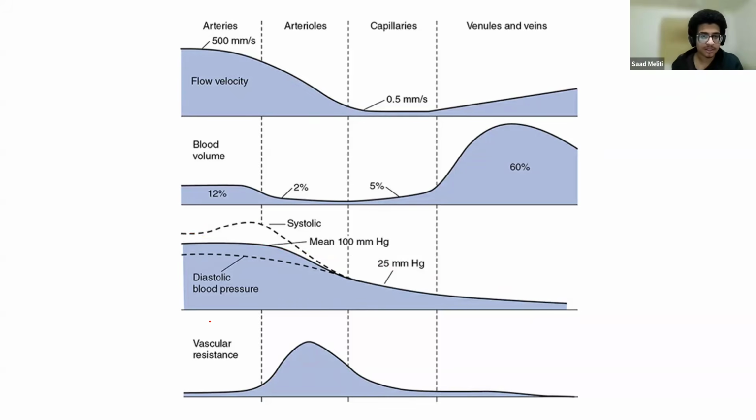And now we can see vascular resistance, okay? Vascular resistance is the most at the arterioles. Remember earlier in the lecture, I told you guys that arterioles are where we control the cardiac output, okay? So we vasoconstrict, we vasodilate the arterioles to increase blood flow or decrease blood flow to an organ. So that's why they have the highest resistance, okay? I hope this makes sense.